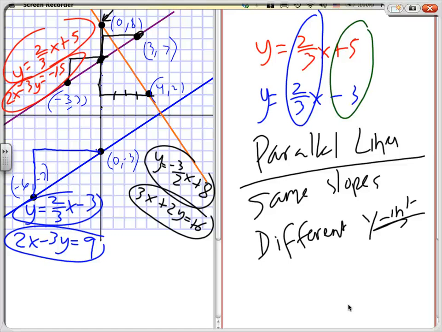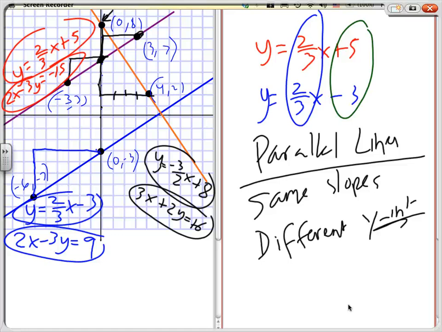Okay, is that clear? So to verify if two lines are parallel, make sure that you can extract and put it back in the slope-intercept format. And compare the slopes, compare the y-intercepts. Do they have the same slope? Different y-intercepts. If they meet the two conditions right here, you know for sure you have parallel lines. Same slope, different y-intercepts. Okay?